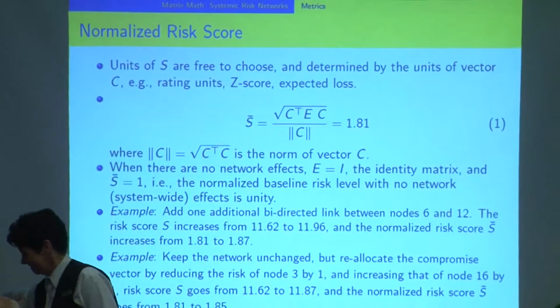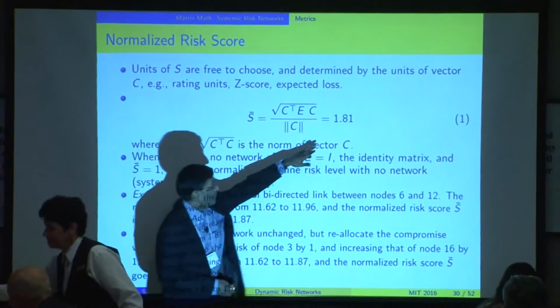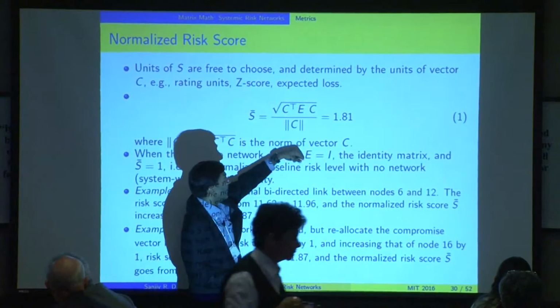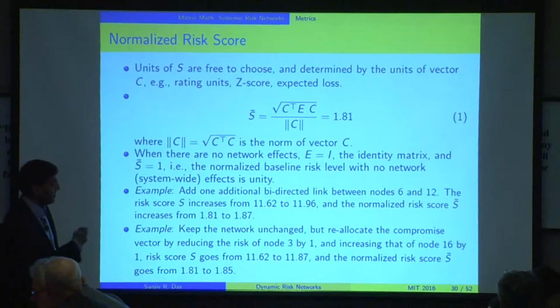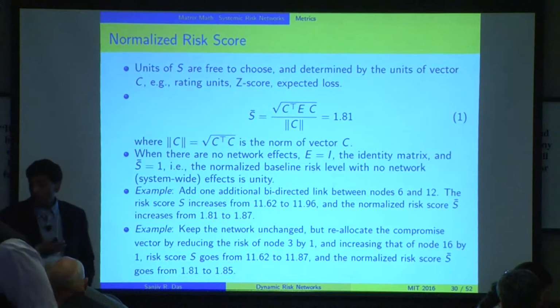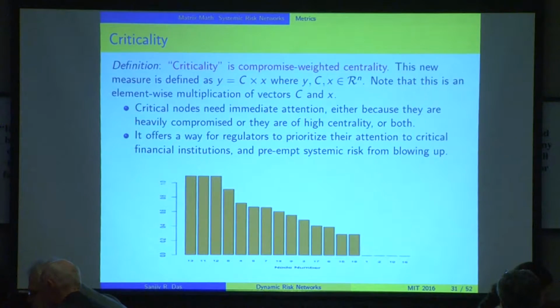You can normalize the score by dividing by the norm of C. What that does is really tell you how much of a network effect there is, because if this is the identity matrix, then this whole thing becomes 1. And so 1.81 really tells me that the network effect is there because it's high. And if it goes up to 2, then effectively the network effect has gotten stronger and so on and so forth. So that's one of the other things we'd like to do.